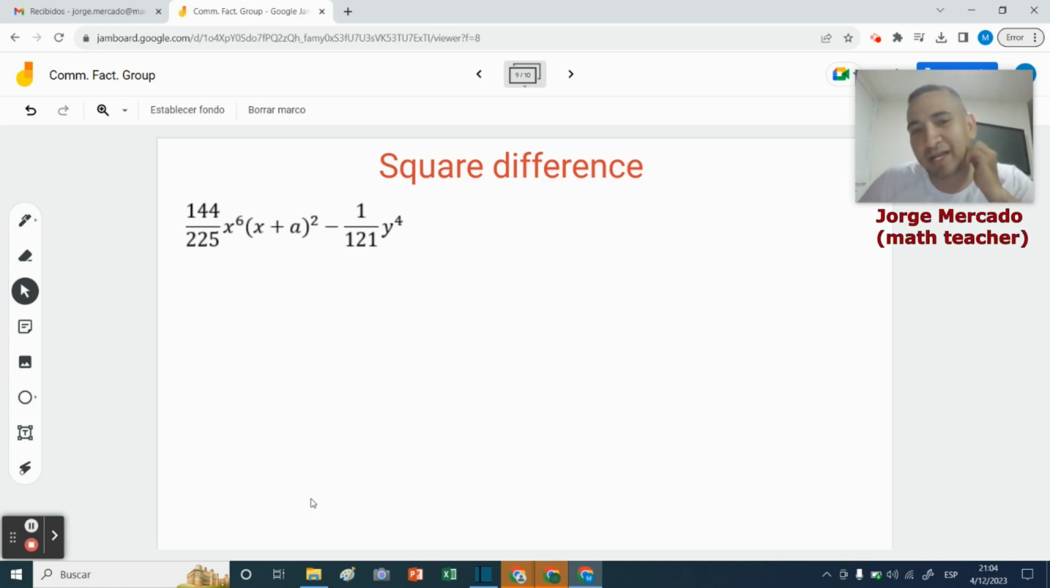In this video, we'll explain an exercise about square difference. The instruction is the same, factorize. So we need to try to factorize by using common factor.